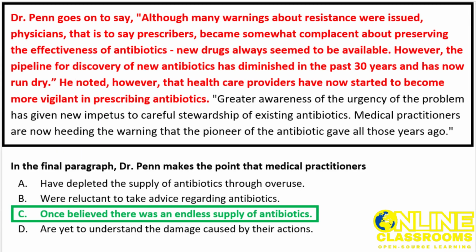The correct answer is C. Once believed there was an endless supply of antibiotics. In the final paragraph, Dr. Penn highlights that in the past, medical practitioners, physicians, or prescribers became somewhat complacent about preserving the effectiveness of antibiotics because they believed that new antibiotics would always be available.